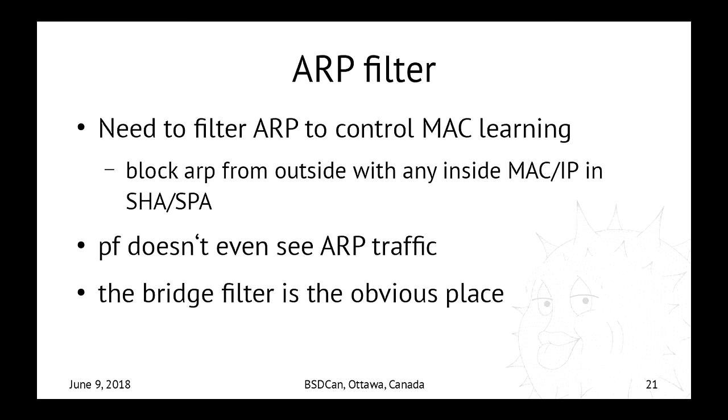As I mentioned, we want to block ARP from outside that has any inside MAC or IP address in the source hardware address or source protocol address, because that's what the systems learn from. But PF doesn't even see ARP traffic because PF works at the IP level. The bridge filter is the obvious place, but the bridge filter does not peek into ARP packets, or didn't. Now it does.